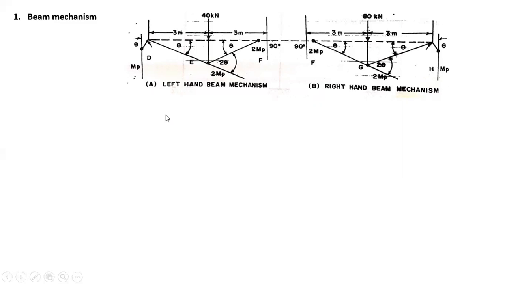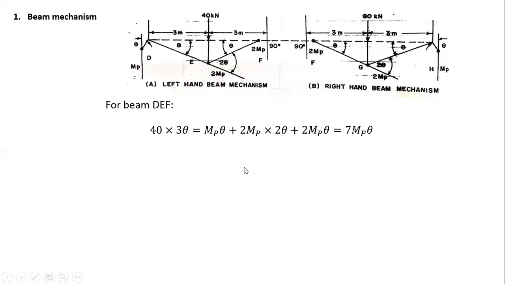You know that when the beam and column meet, the hinge will form in the weaker section. This is MP, which is weaker, so the hinge is formed in the column in this beam mechanism. Similarly, in this other beam mechanism, the hinge will form not in the beam but in the column here, because the plastic moment capacity is only MP. So we have two beams. Let us first calculate for beam DEF.